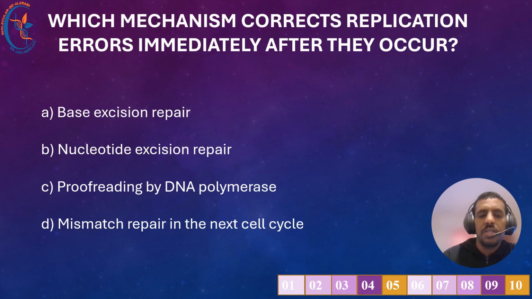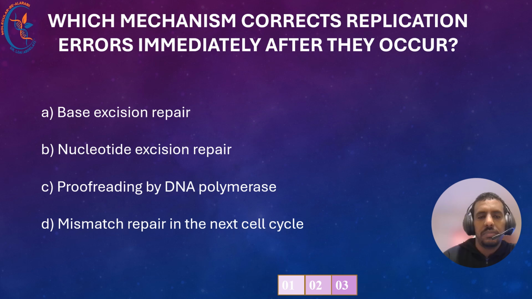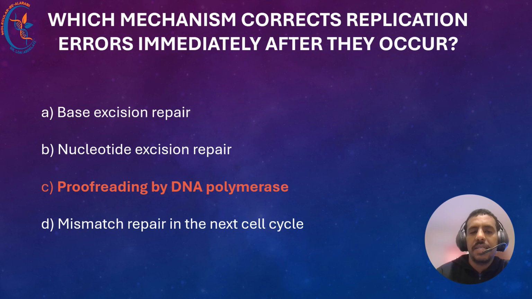Okay, the next question is: which mechanism corrects replication errors immediately after they occur? Okay, let's see the result. The correct answer is proofreading by DNA polymerase. Actually, DNA polymerase has the proofreading ability to identify and correct errors during synthesis. All right, let's move on.